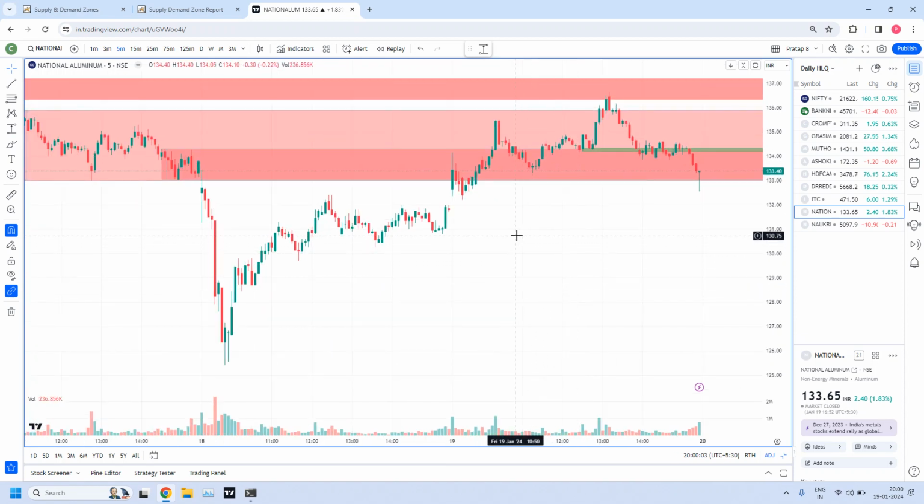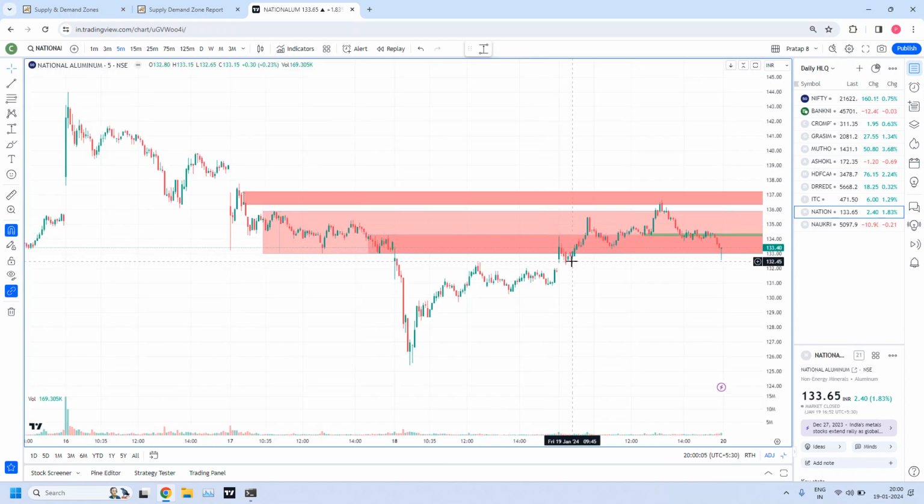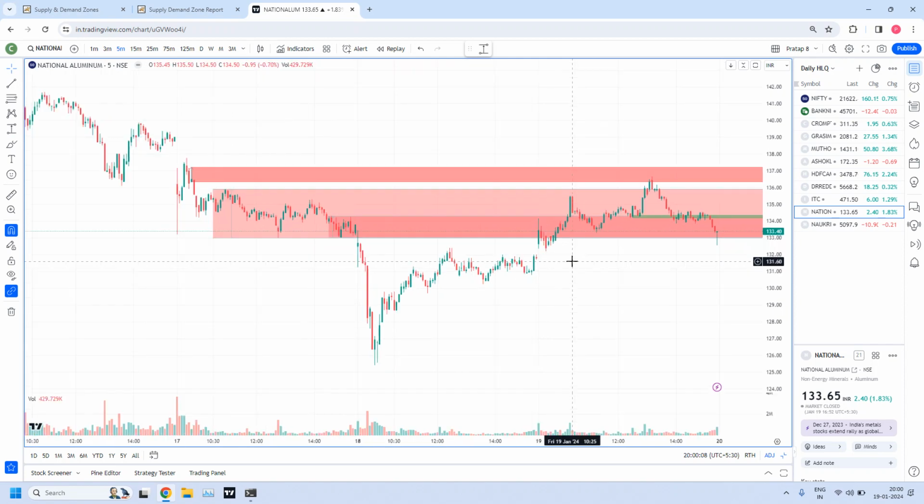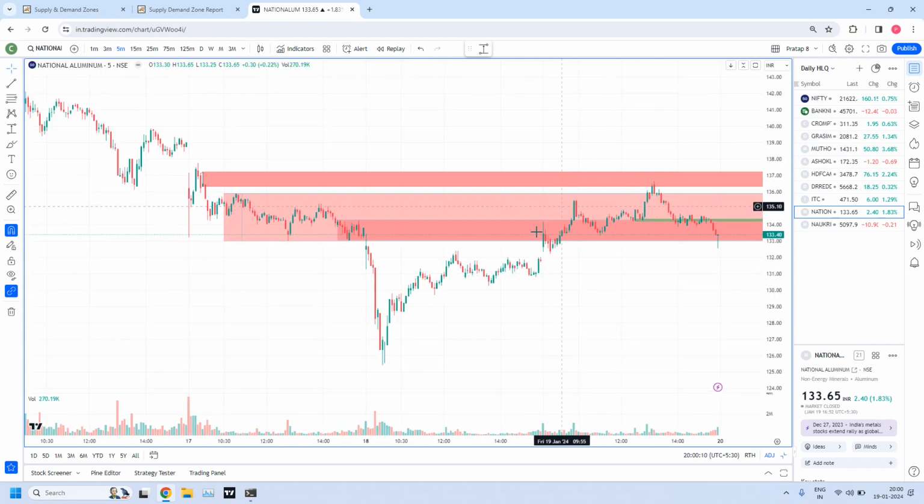Especially the structure of the price structures. I always say the price structures are very, very important. Understanding the price structures, all these points will be helpful to you. Okay, this is about National Aluminium.